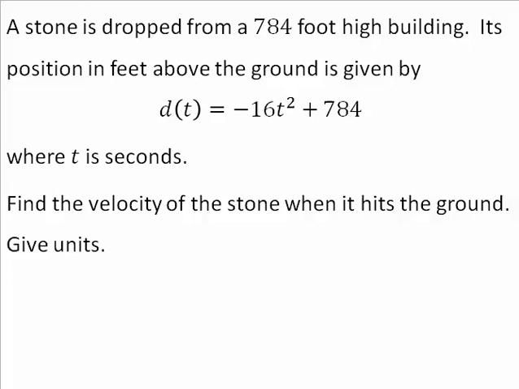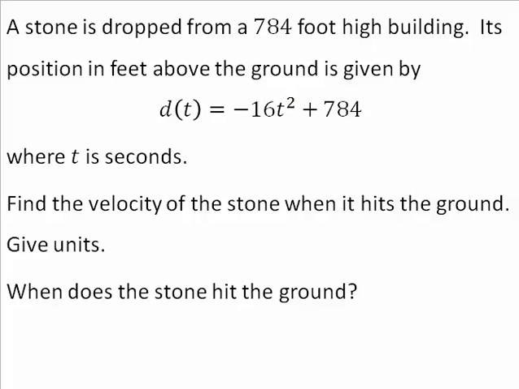Suppose a stone is dropped from a 784-foot-high building. Its position in feet above the ground is given by d of t, which is equal to negative 16 t squared plus 784, where t is seconds. Find the velocity of the stone when it hits the ground, and be sure to give units.